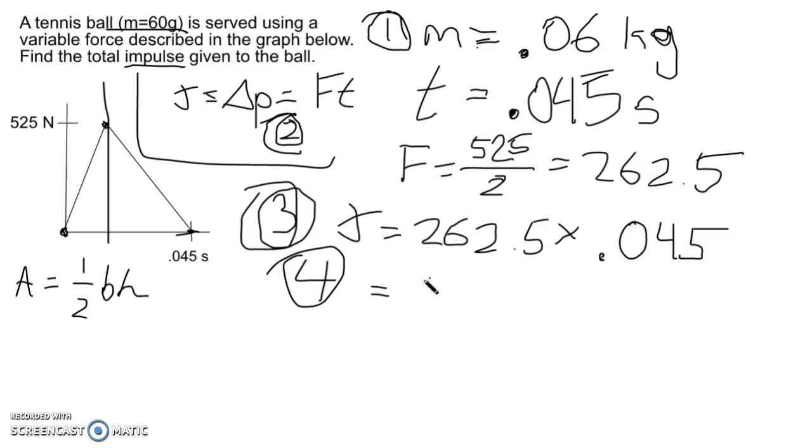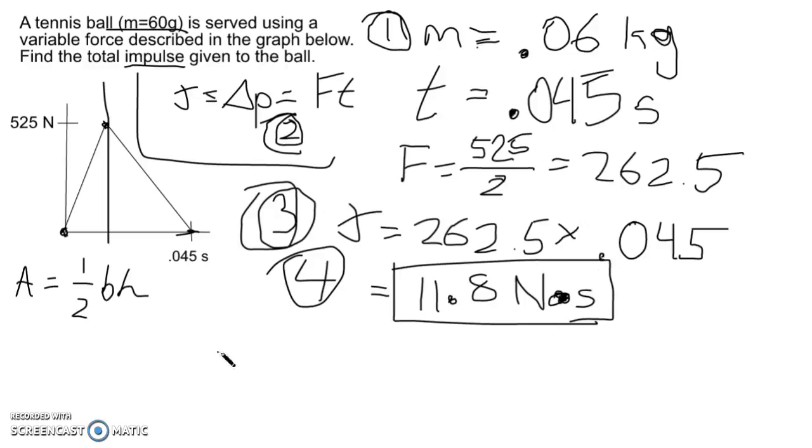It is 11.8125, but I'm going to round it off. And this is in newton-seconds, because force is in newtons and time is in seconds. When you multiply those two together, you get newtons times seconds. Again, not rocket science, though it could be rocket science. In this case it's tennis ball science. So that's our answer, 11.8 newton-seconds.